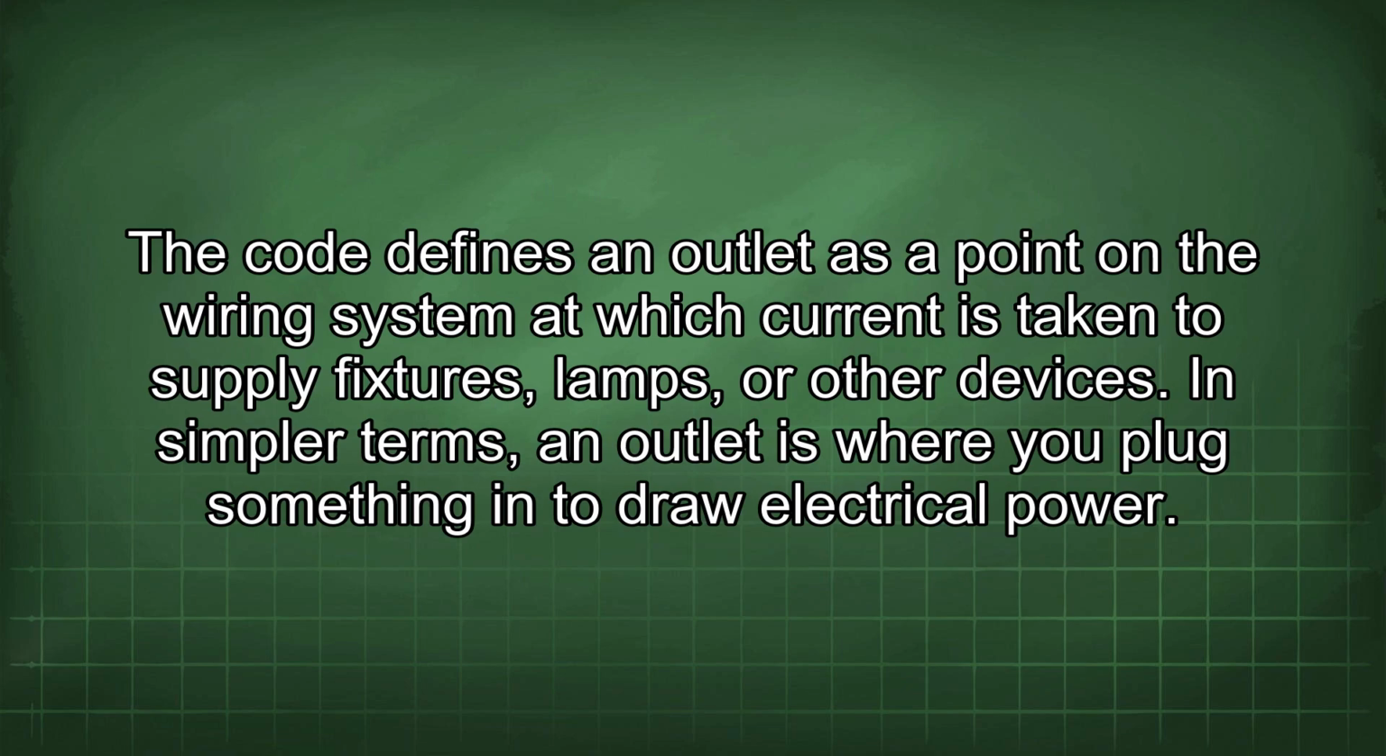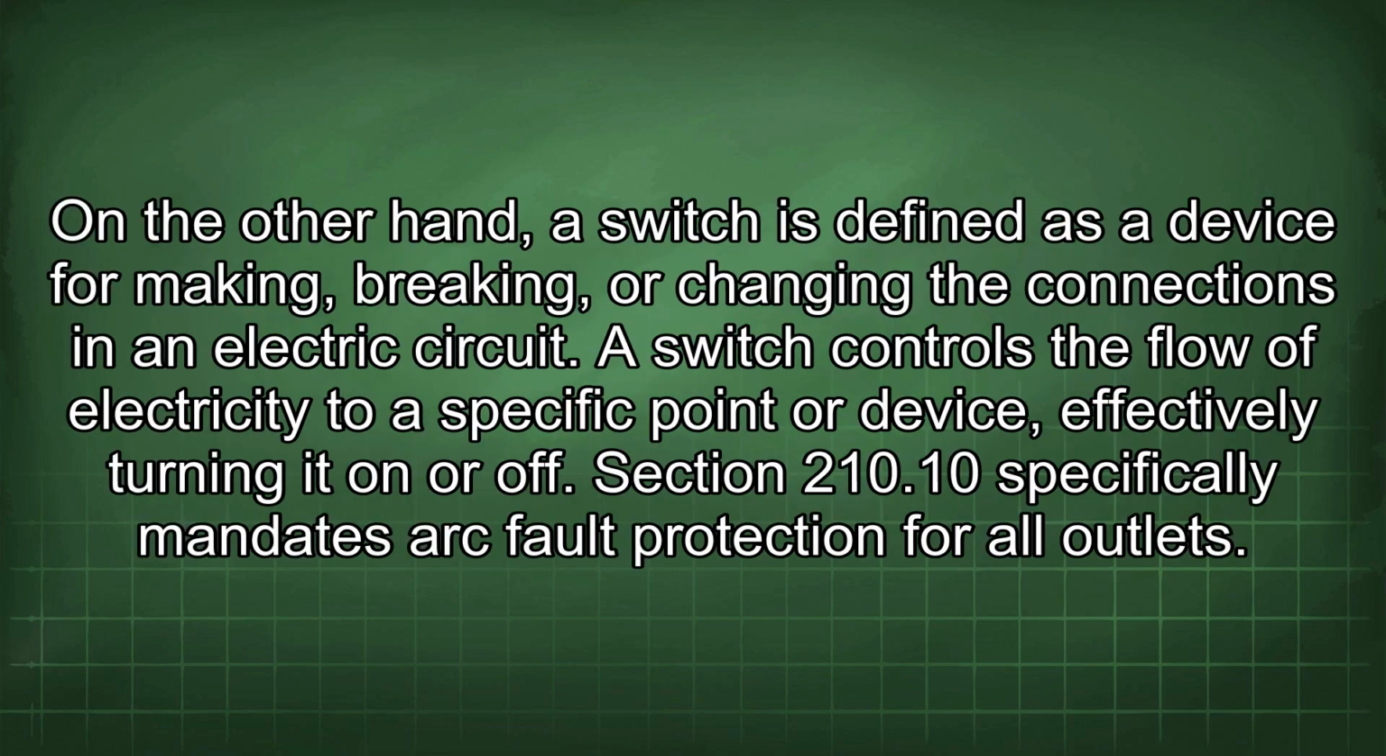The code defines an outlet as a point on the wiring system at which current is taken to supply fixtures, lamps, or other devices. In simpler terms, an outlet is where you plug something in to draw electrical power. On the other hand, a switch is defined as a device for making, breaking, or changing the connections in an electric circuit. A switch controls the flow of electricity to a specific point or device, effectively turning it on or off.